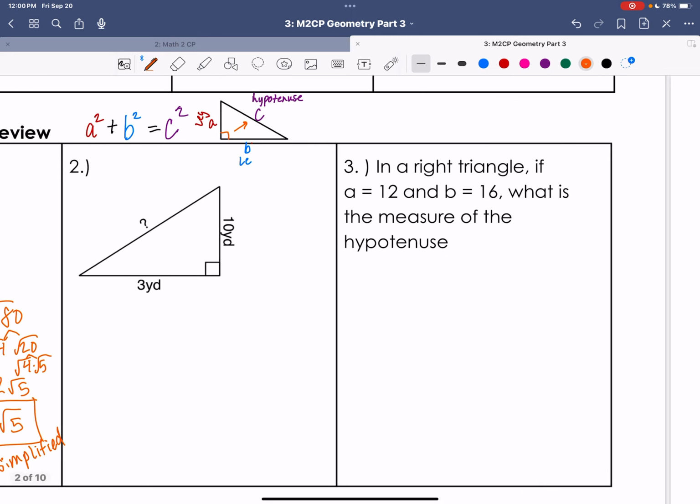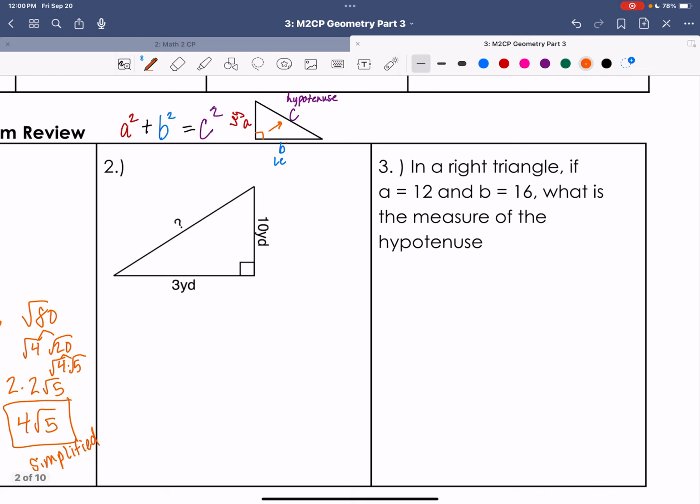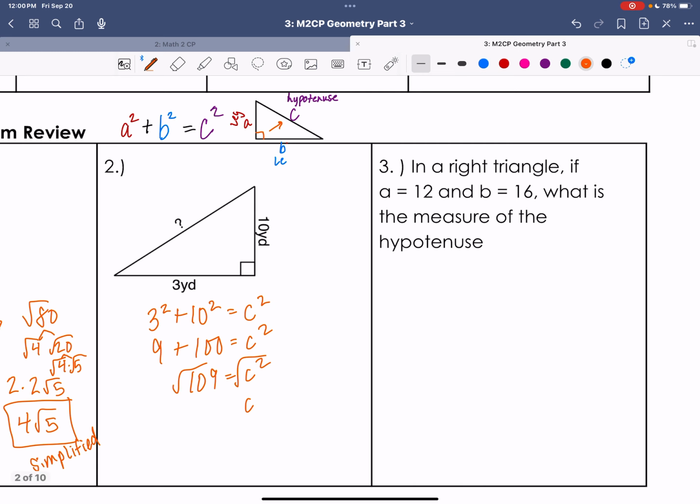All right, so same thing here. If you were to do this, go ahead, set it up. Sometimes not all of them can be simplified, and that's okay. So remember, 3 and 10 are your legs. C is the hypotenuse. All right, solve for C, take the square root of both sides. Now C is going to equal root 109. And the reason being, we can't simplify anymore. So this is as simplified as you get.